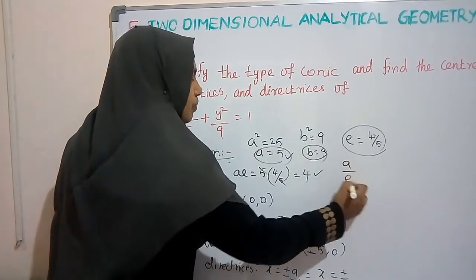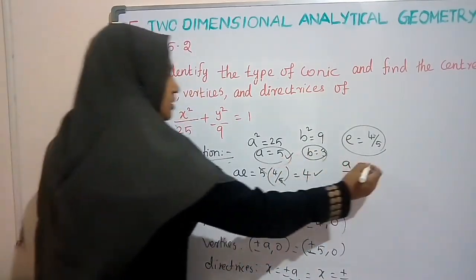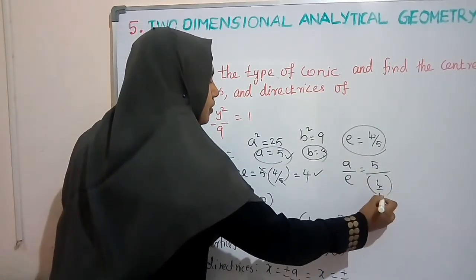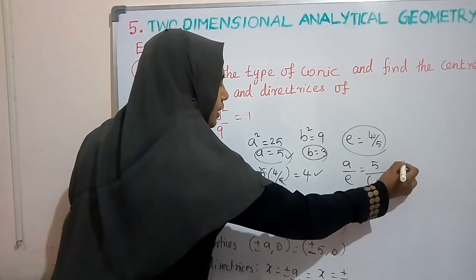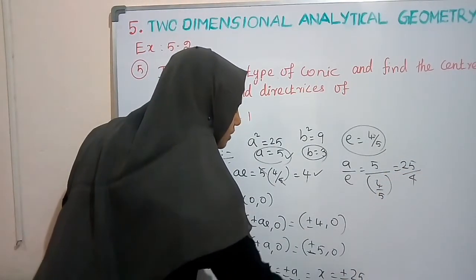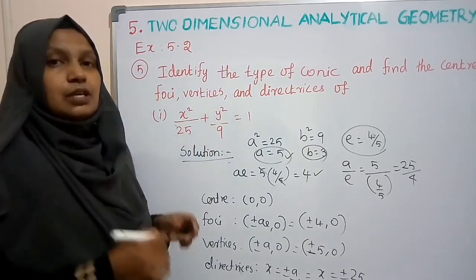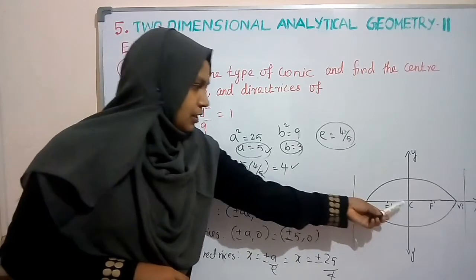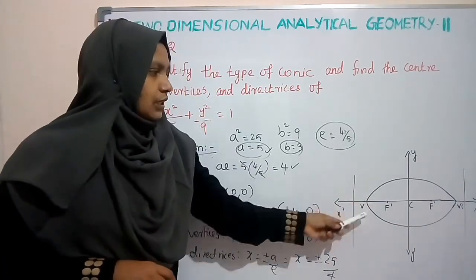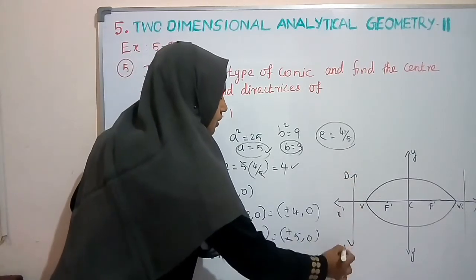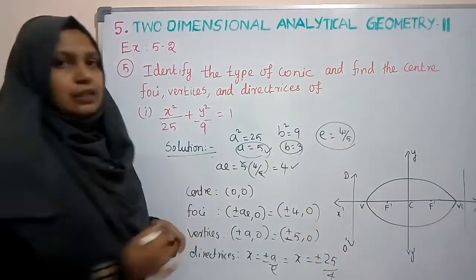You can also find it separately. What is a? a is 5 divided by e, which is 4 by 5. So this 5 will go to the numerator and it becomes 25 by 4. That we can write here: x is equal to plus or minus 25 by 4. Also you can show the diagram like this. On this diagram I mark the center, foci, vertices and directrix. Here you mark DD dash, and on that side also you can mark.